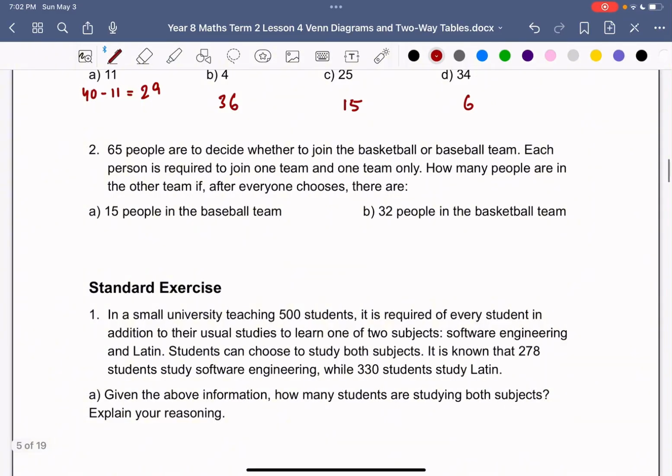65 people are to decide whether to join basketball or baseball. Each person is required to join one team and one team only, so they can't join both. How many people are in the other team? After everyone chooses, there are 15 people in the baseball team. So 65 minus 15 gives me 50. 32 people are in the basketball team. 65 minus 32 gives me 33.